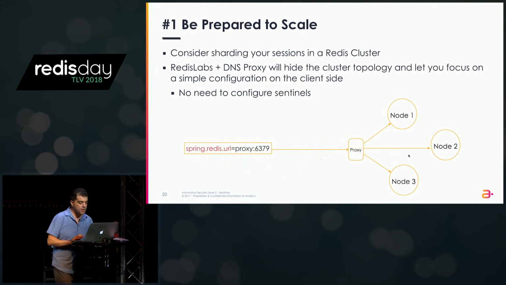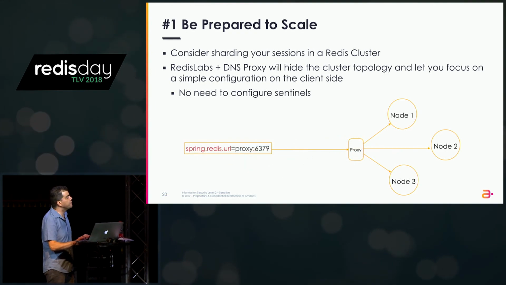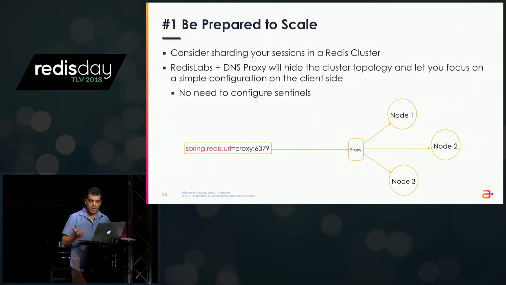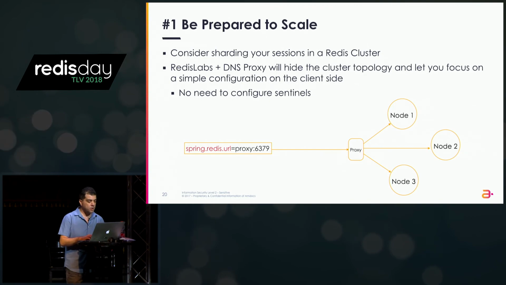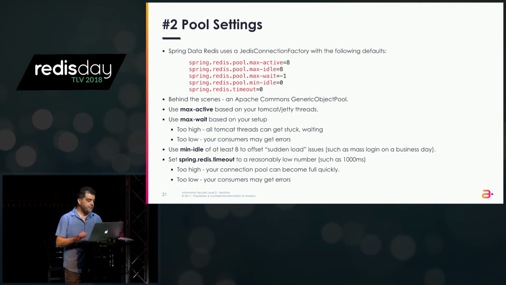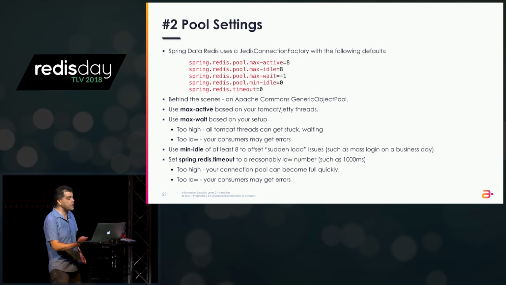But if I'm using the proxy, all I need to do in my client-side configuration is just provide the proxy URL, and I can change the topology behind the scenes with zero changes to my configuration and my code. Number two is some pool settings.